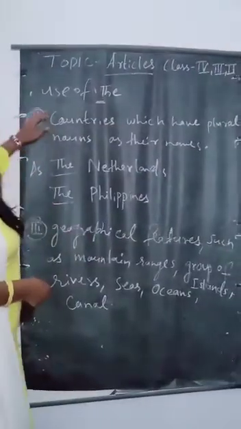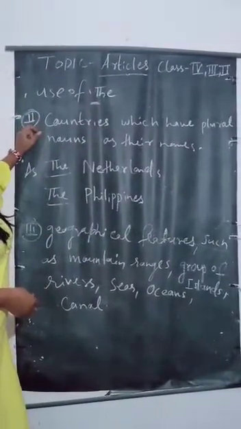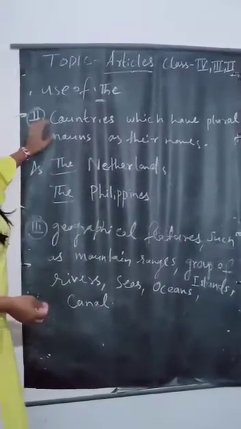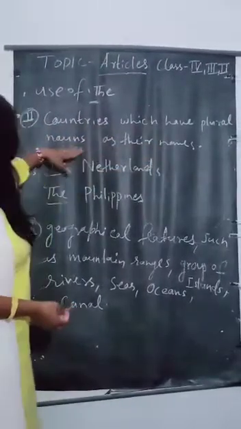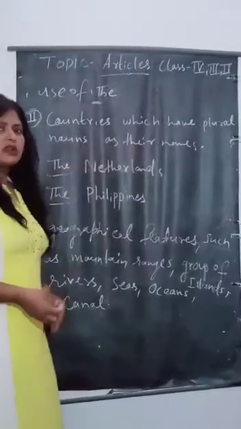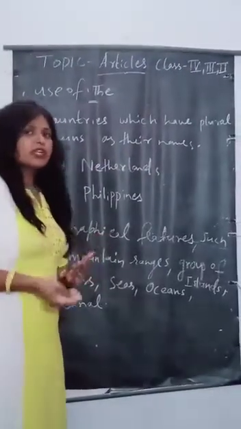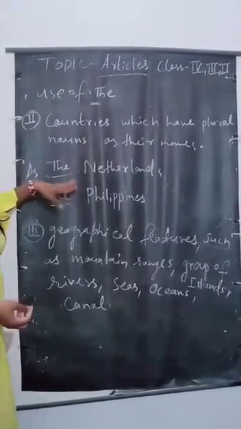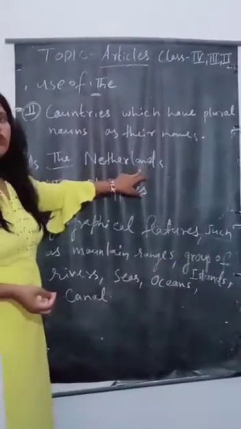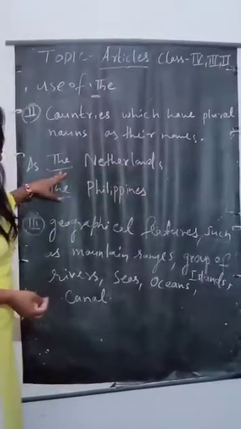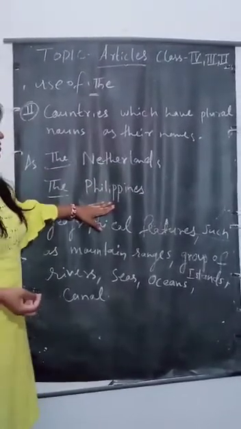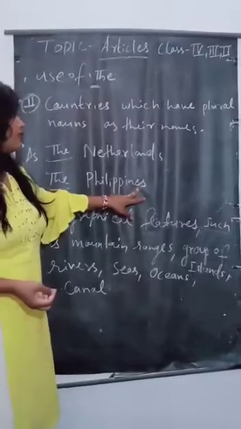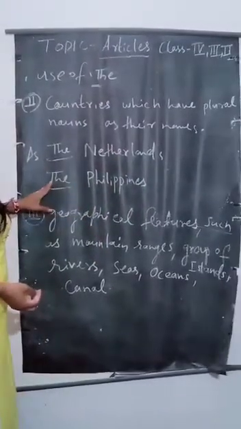So students, the is used with countries which have plural nouns as their names. If a country has a plural name, we can add the article the. Like that, the Netherlands is a plural form, so we add the. The Philippines is in plural form, so we add the article the.